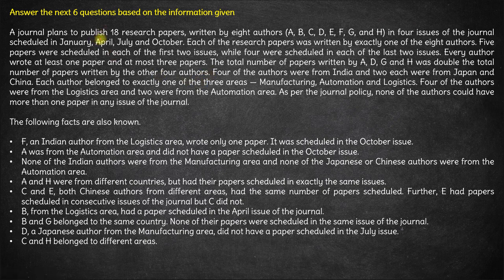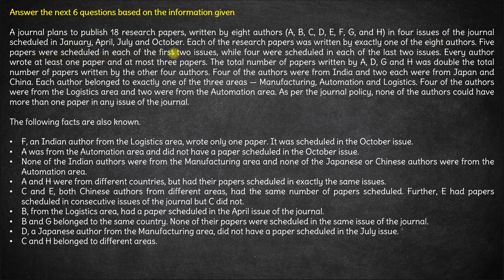Hi, here we have a journal that plans to publish 18 research papers written by 8 authors A, B, C, D, E, F, G and H in 4 issues of the journal scheduled in January, April, July and October. Each of these research papers was written by exactly one of the 8 authors.